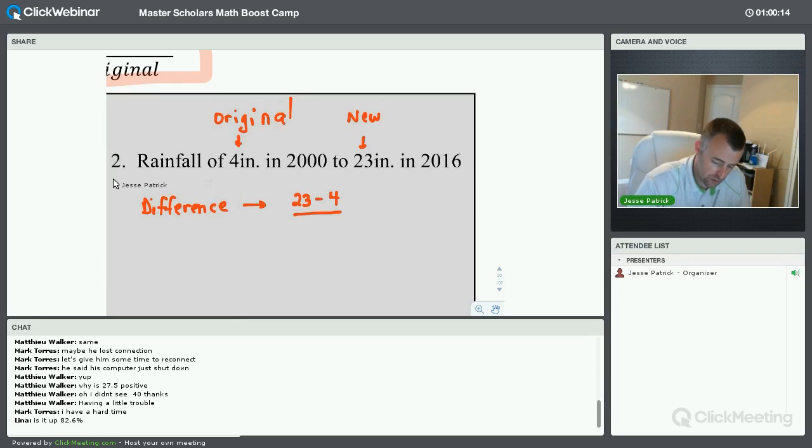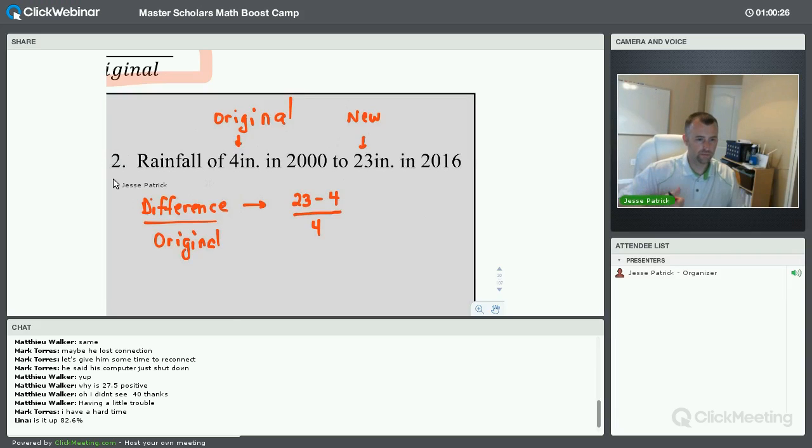Now the original is 4. So we're dividing by 4. I think with Lena, you probably divided by 23. So that's how you're going to get your 82.6. So you divide by the original number, not the new number. So if you do that, 23 minus 4 is 19. Divided by 4 is going to be 4.75.